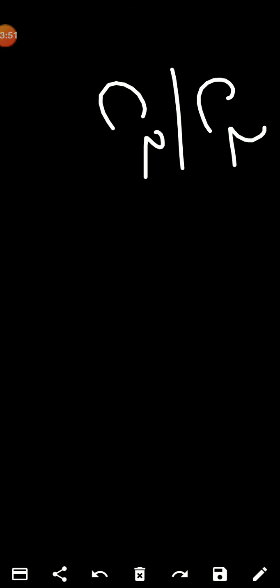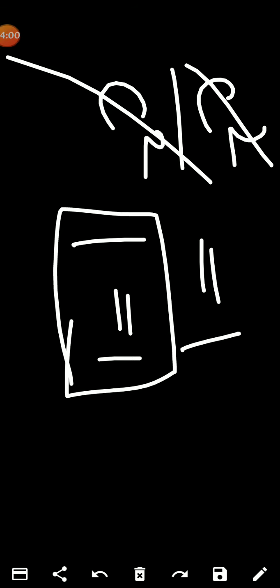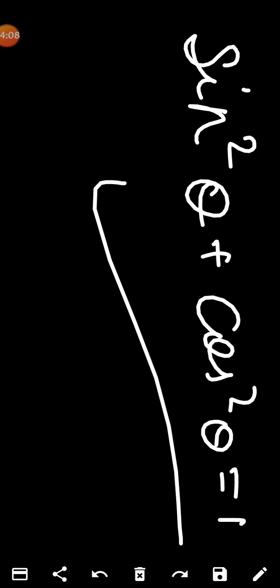So what do we get? C square upon C square is equal to 1. So we can cancel both as they have common factor of 1. So we get 1 is equal to 1. Thus sine square theta plus cos square theta is equal to 1. Thus this identity is proved true.